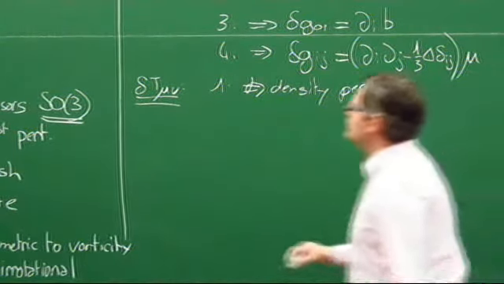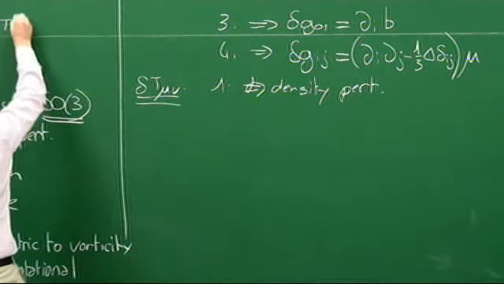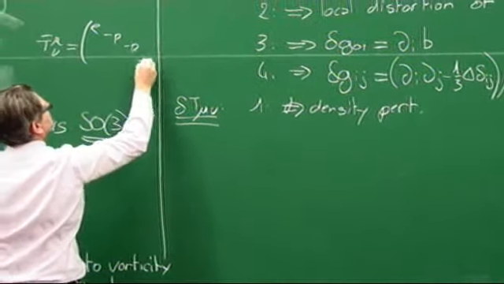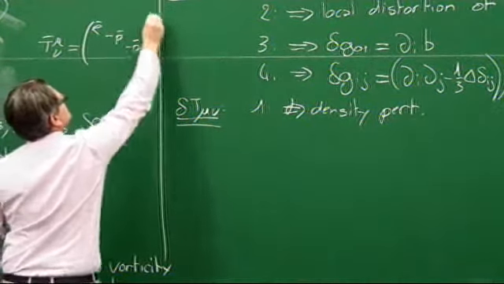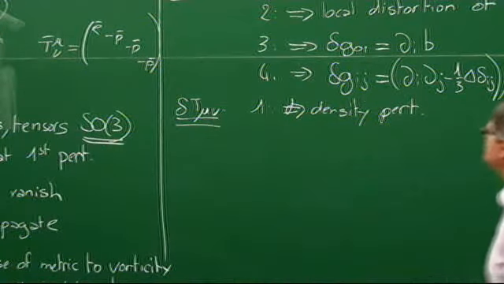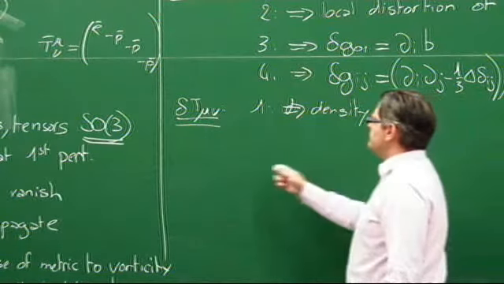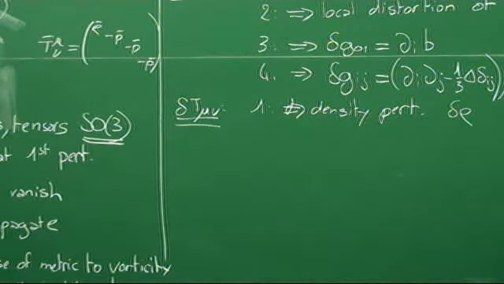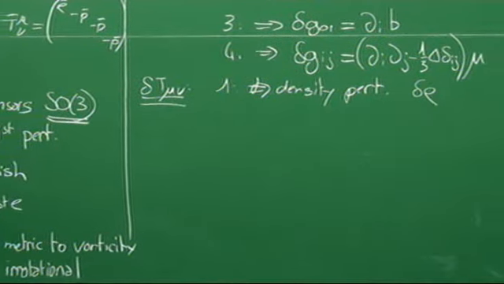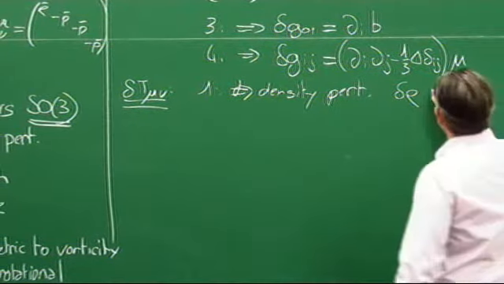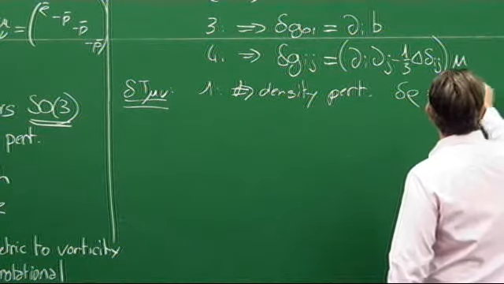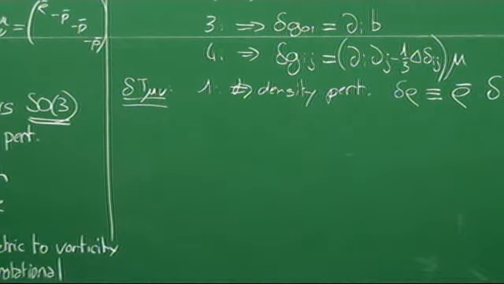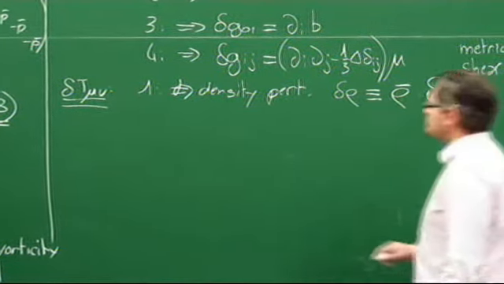In the background, I recall that the background T mu nu reads like this. T mu nu is equal to rho, minus p, minus p, minus p, with some bars to remember that these are spatial averages. Okay, so at the level of delta T mu nu, what we find is a density perturbation, delta rho. Here we define the dimensionless density perturbation delta, such that delta rho is equal to rho bar times delta. So delta is my relative density perturbation. We will usually use this variable.